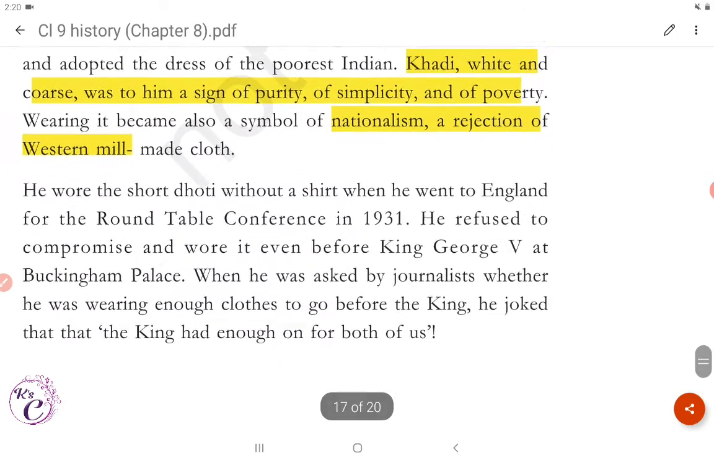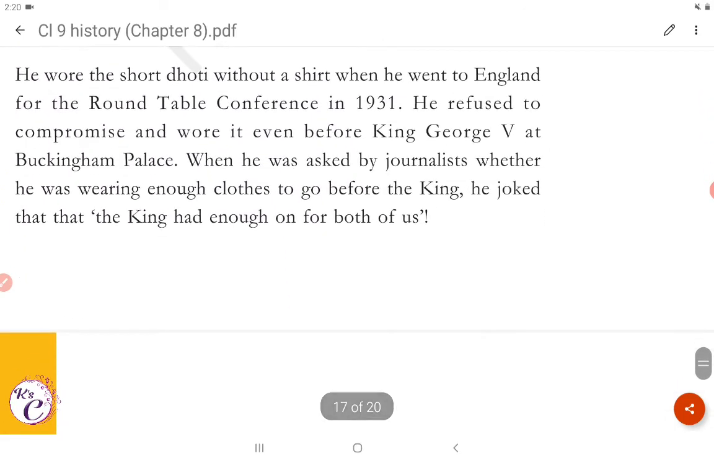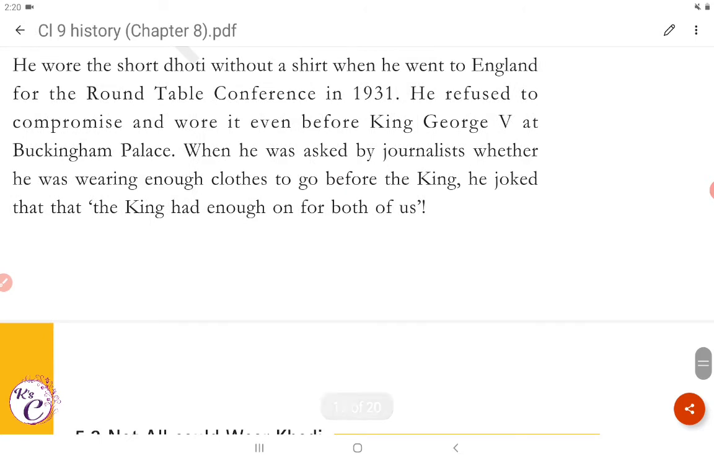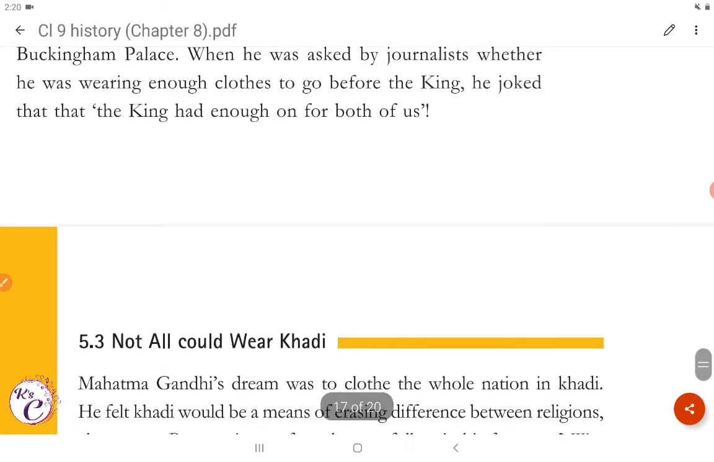He wore the short dhoti without a shirt when he went to England for the Round Table Conference in 1931. He refused to compromise and wore it even before King George V at Buckingham Palace. When he was asked by journalists whether he was wearing enough clothes to go before the king, he joked that the king had enough on for both of us.